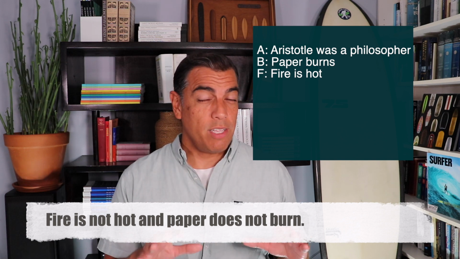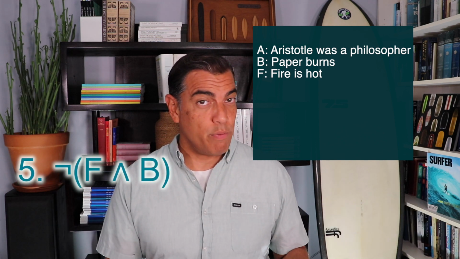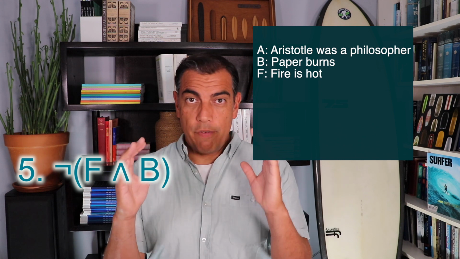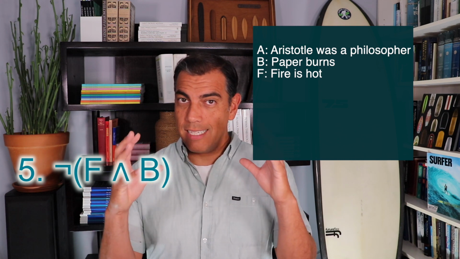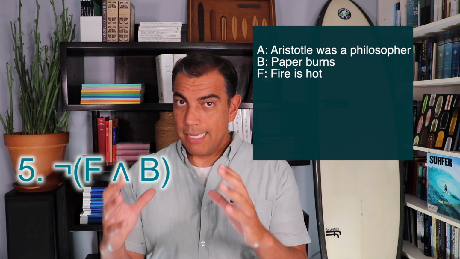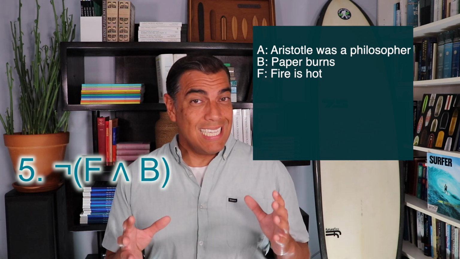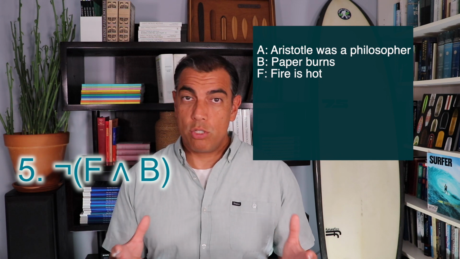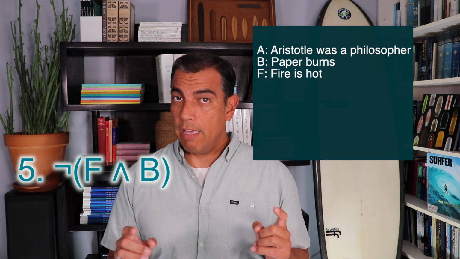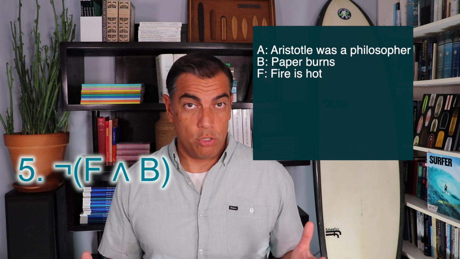What's interesting is look at 5. 5 is a little bit different. 5 says not F and B. So notice what's going on here. We're saying that it's not the case that F and B together. Remember what we said? We said that this kind of a proposition, a conjunction, is true if and only if both conjuncts are true, and it's false if at least one, possibly both of the conjuncts are false.